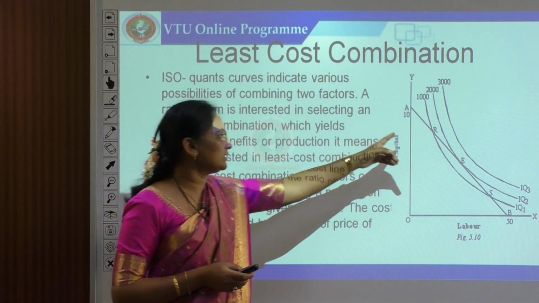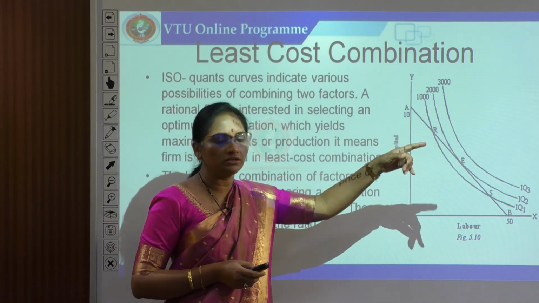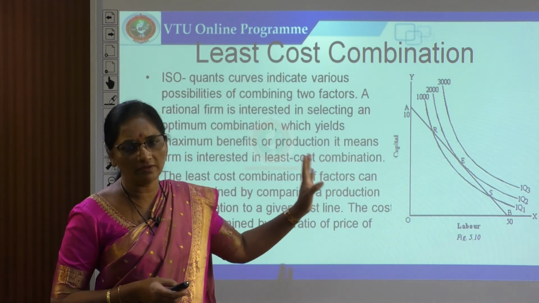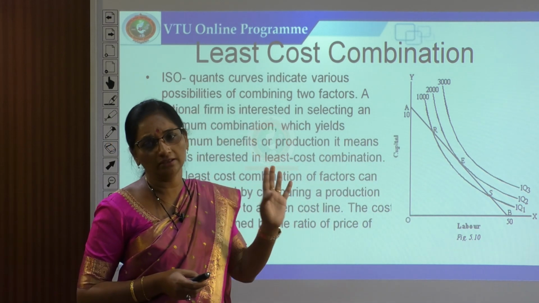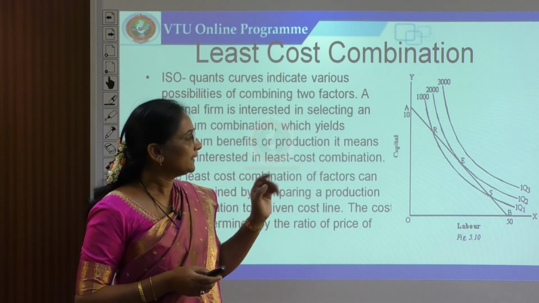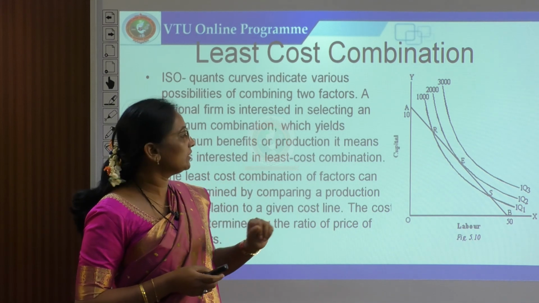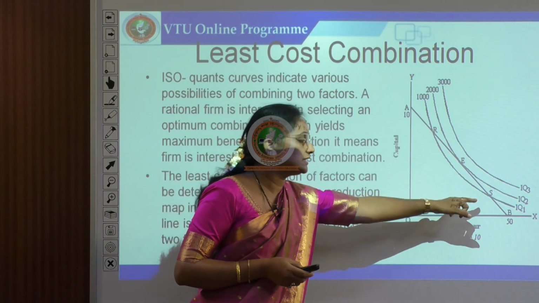They can go with the R combination, they can go with the E combination, they can go with the S combination. Why? Because these are tangent to their budget line, within their investments. But intelligent producers will not go with the R point and the S point.